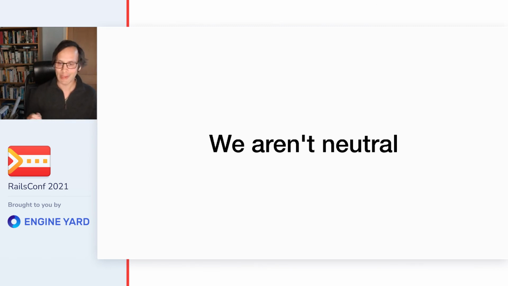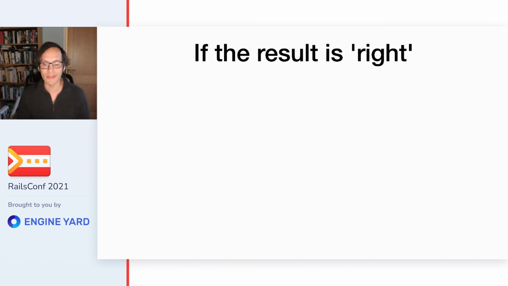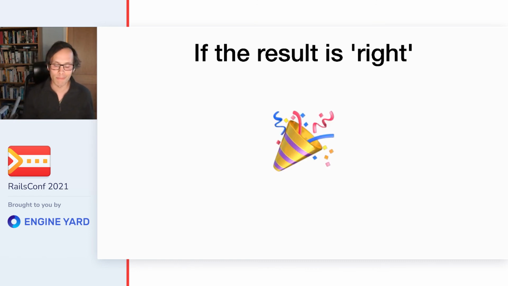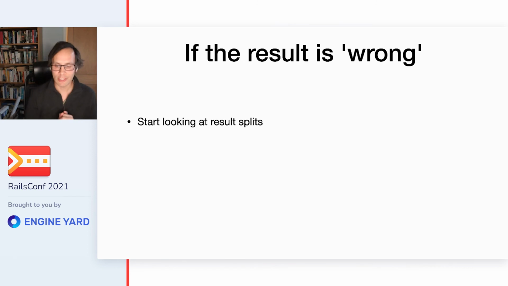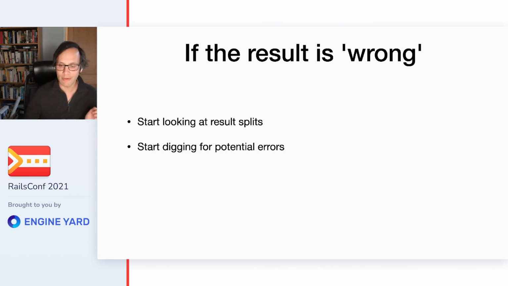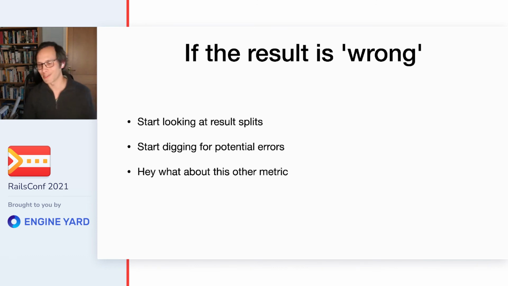You don't want to spend all that time on something and the test comes along and says, well, actually, the old thing was better. And what that means is that if the result is, quote unquote, the right result, we say, yay, we make everyone get the new variant and we move on. But if the result is wrong, that's when people start looking at result splits. They start digging for potential errors. They start saying, well, hey, what about this other metric? You know, the results look better over here.